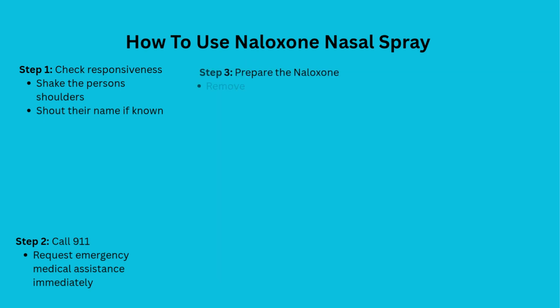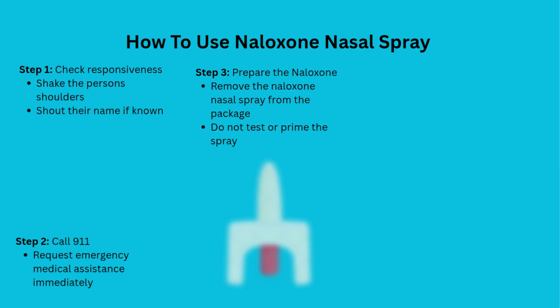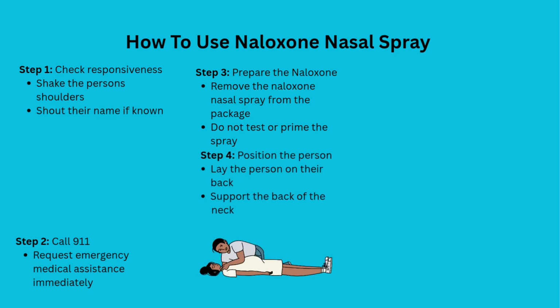Step 3 is to prepare the naloxone device. You do this by removing the naloxone nasal spray from the packaging. Do not test or prime the spray prior to administration. Step 4 is to position the person. You do this by laying the person on their back and supporting the back of their neck.